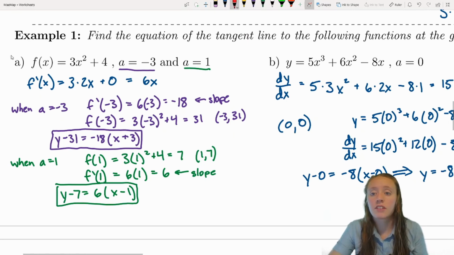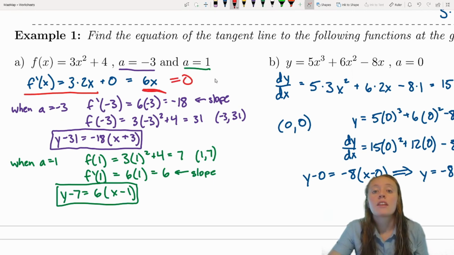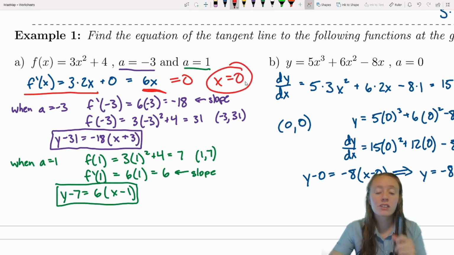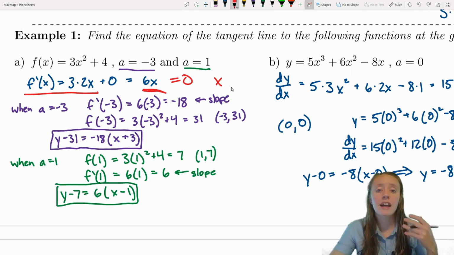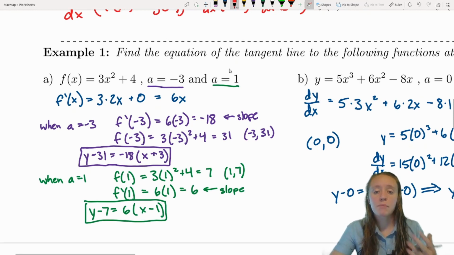So in the case of example A, because A is going to be a little bit easier to visualize than B, when this derivative, which is 6x, when does that equal 0? That's when x equals 0. So when we're at 0 in the x, we have a horizontal tangent line, meaning that our tangent line has a slope of 0. But you continue calculating that tangent line the same way. You know the slope is 0, so you just have to find that point that makes the slope 0, and then write your equation of the tangent line.